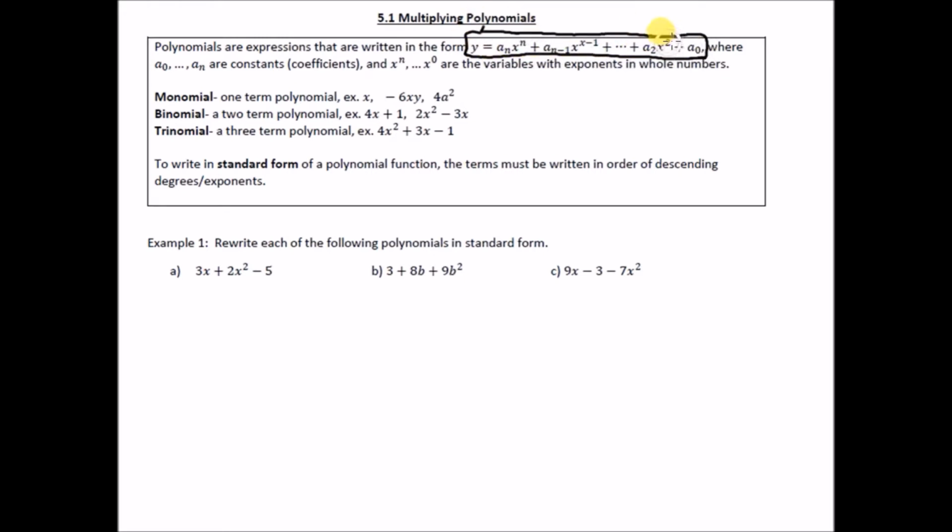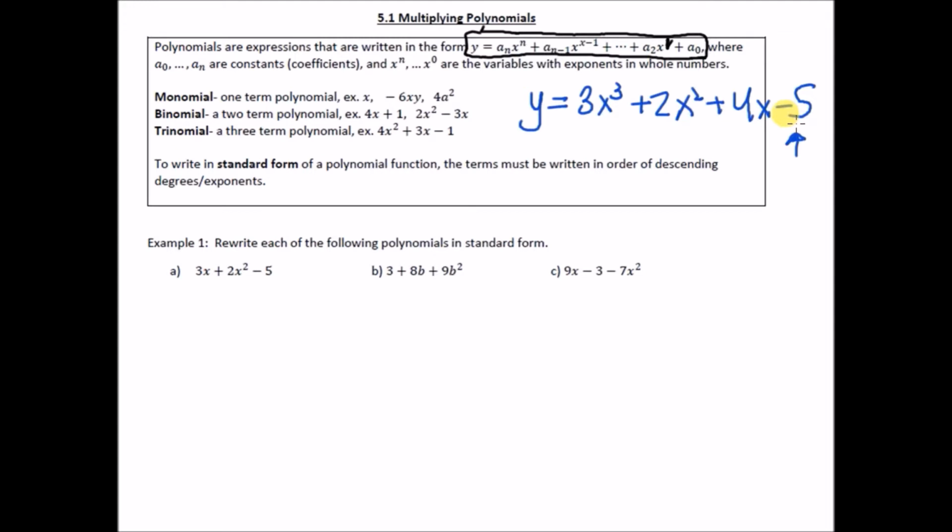A polynomial is an expression that is written in this form right here. Pretty much what we have is some expression where the exponents are positive integers and they're written in descending order. So we could have y equals maybe 3x to the 3 plus 2x squared plus 4x minus 5. The exponents are 3 and 2, and the constant's always at the end.